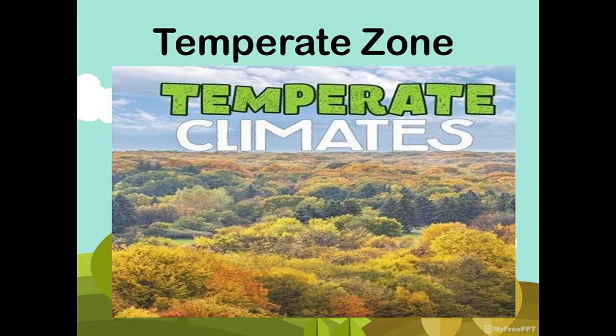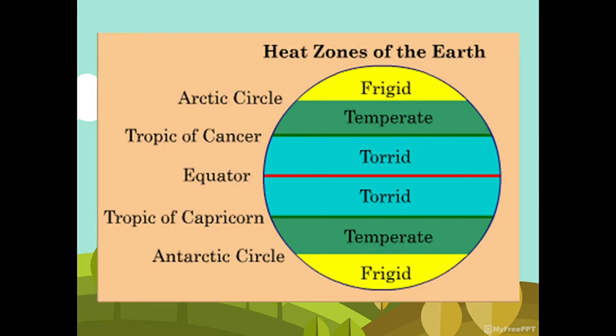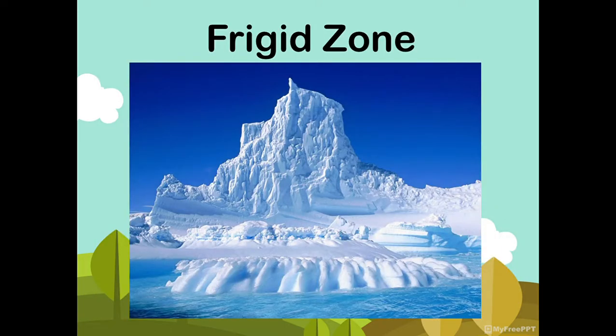Now the frigid zone. The areas between the Arctic Circle and the North Pole in the northern hemisphere, and between the Antarctic Circle and the South Pole in the southern hemisphere, receive very little heat from the sun. They are very cold, frigid. Frigid means very cold. And large parts are covered with snow throughout the year. They are called frigid zones.